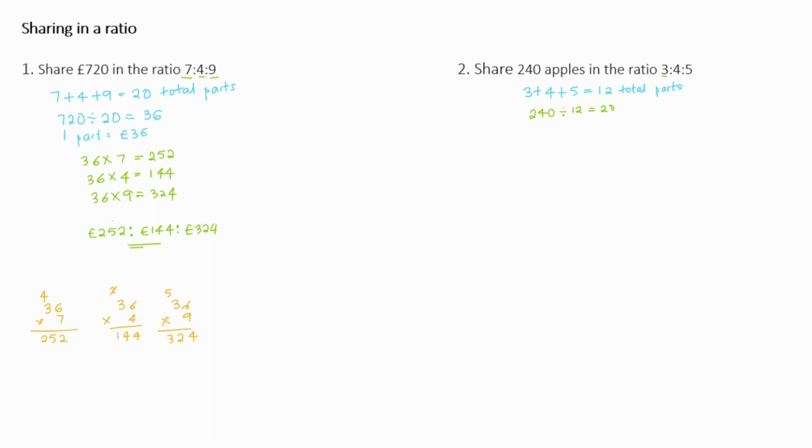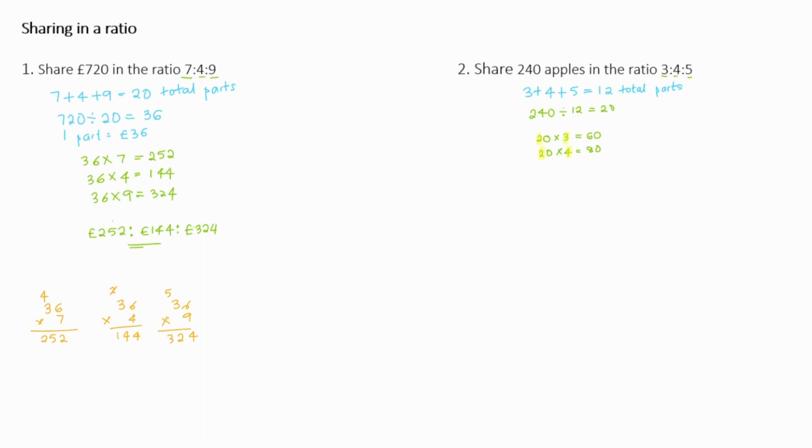So first we are going to find how much is represented by the 3 parts, and in order to do that we will do 20 multiplied by 3. 2 times 3 is 6, so 20 times 3 will be 60. To find how much is represented by the 4 parts, we are going to do 20 multiplied by 4. 2 times 4 is 8, so 20 times 4 will be 80.